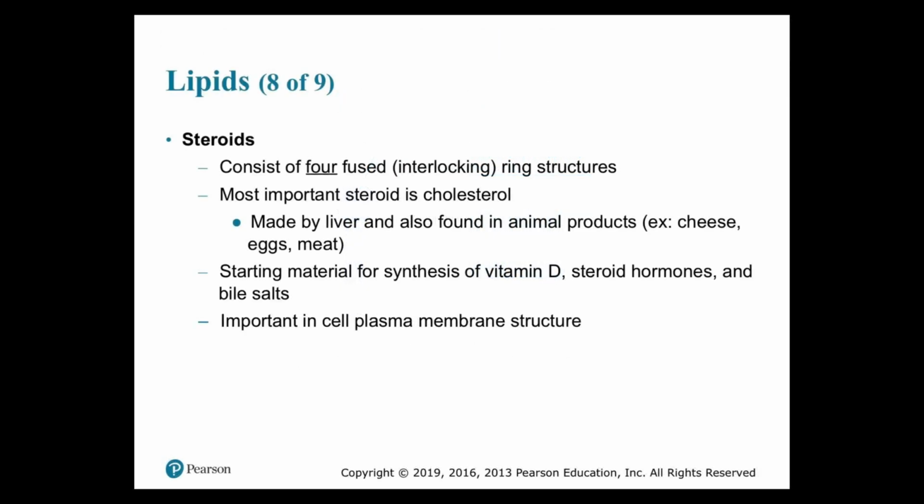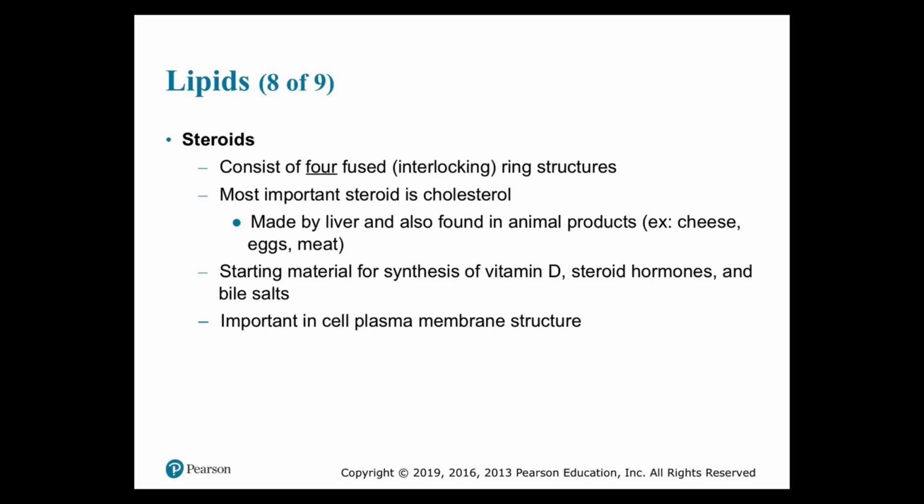Steroids are the third group of lipids. These consist of 4 fused or interlocking ring structures. The most important steroid is cholesterol. It's made by the liver, but it also is found in our food when we eat animal products. So you find it in cheese and eggs and in meat.